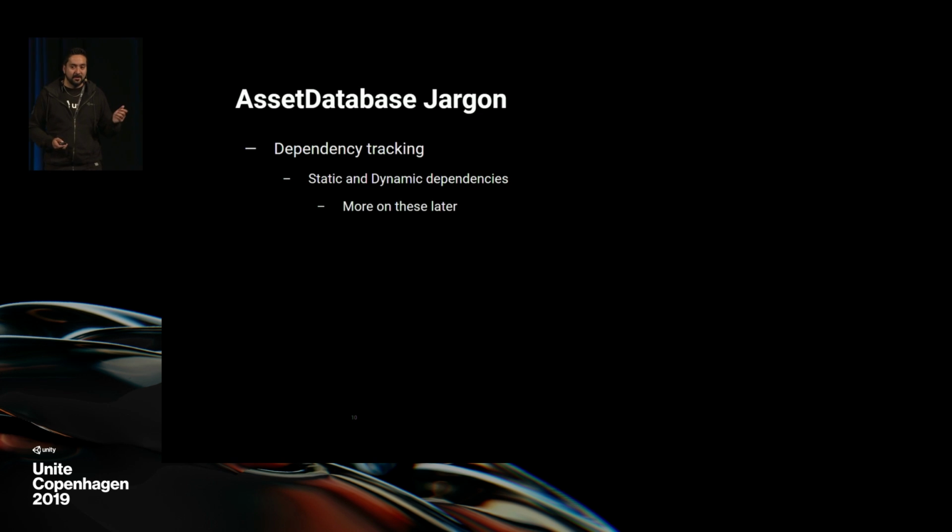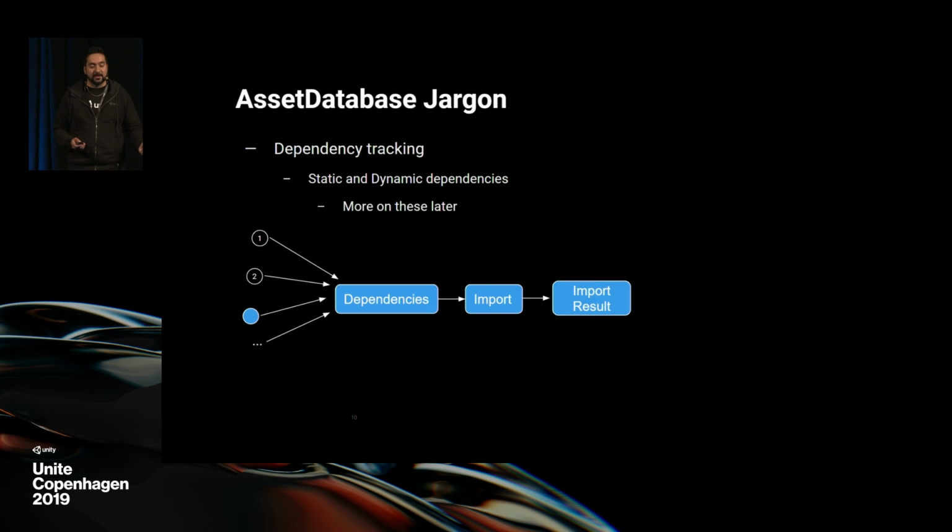Then we also have dependency tracking, which essentially says, did something change? And if something changed, propagate that change throughout the import pipeline, the asset pipeline, towards the final import result. We have static and dynamic dependencies, but we'll get into those just in a little bit.